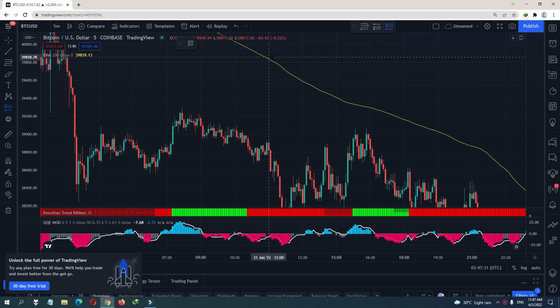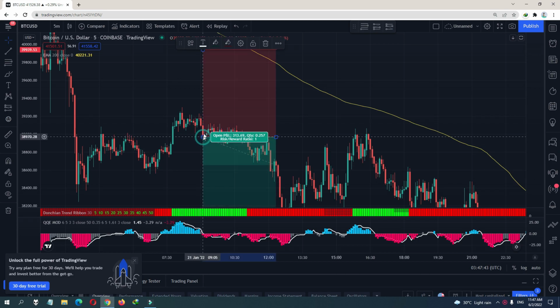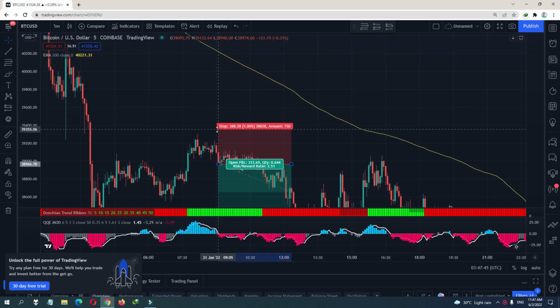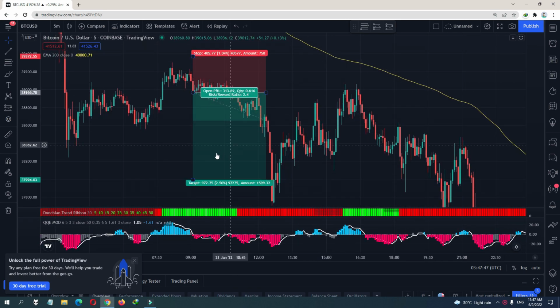Okay, so for sell, it's the opposite. You want the price to be below 200 EMA, okay? And then you want the Donchian trend ribbon to be green, and when you have this red bar here, so that's your signal, all right? And this is your stop loss right here, 1 to 2.